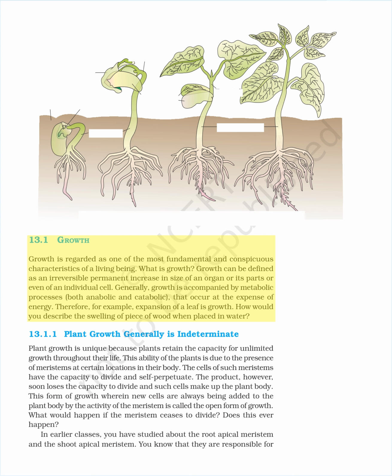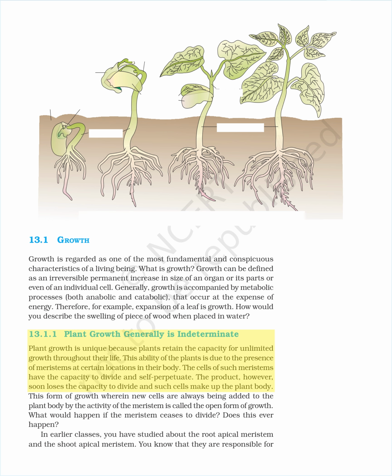13.1 Growth is regarded as one of the most fundamental and conspicuous characteristics of a living being. What is growth? Growth can be defined as an irreversible permanent increase in size of an organ or its parts or even of an individual cell. Generally, growth is accompanied by metabolic processes, both anabolic and catabolic, that occur at the expense of energy. Therefore, for example, expansion of a leaf is growth. How would you describe the swelling of a piece of wood when placed in water?